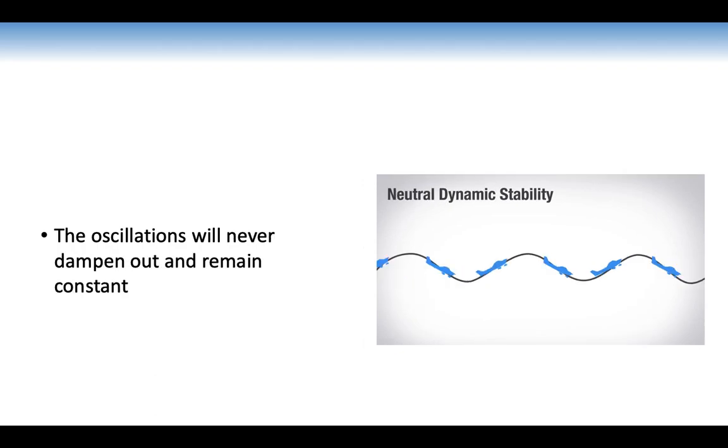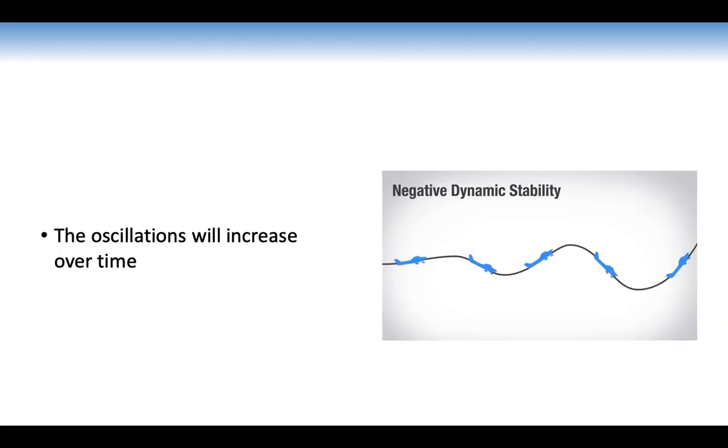Neutral stability, so the oscillations will neither dampen out nor grow, and will remain constant. So it will sort of remain in that oscillated state. And then finally, with negative dynamic stability, the oscillations will increase over time. So unless the pilot applies further input, the oscillations will only get worse.